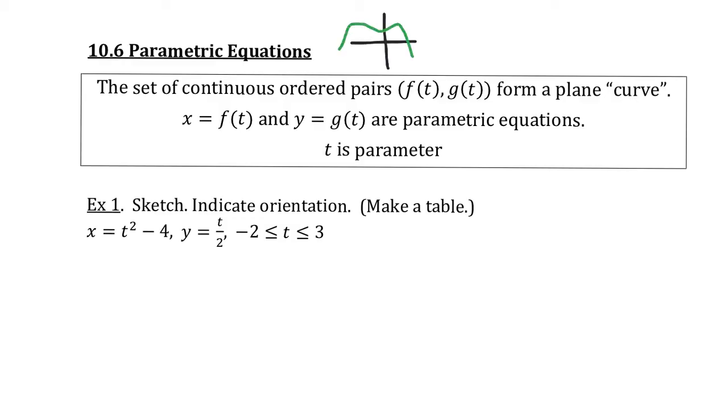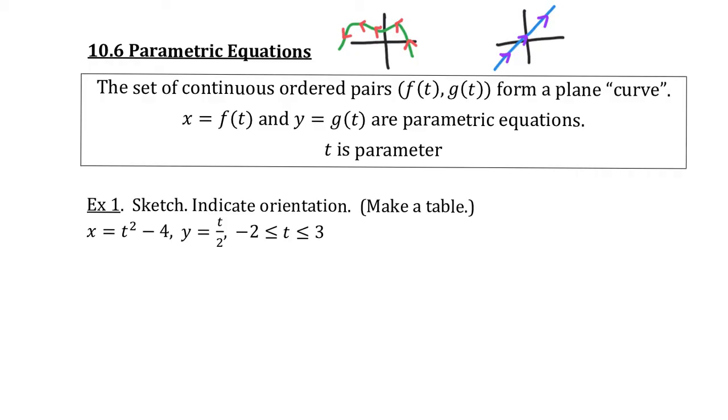It might go like this. But to indicate its direction, we would put arrows. And that would indicate the points occurring as time passes. But again, even though it says curve, it does not actually have to curve. It could be a straight line that also has a direction depending on parameter t. Okay, so for example, when we're going to sketch the graph and we're going to indicate the orientation by making a table.